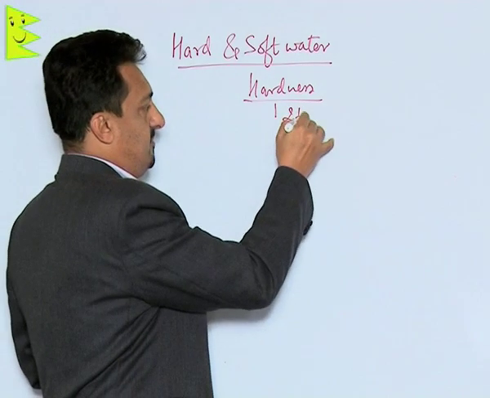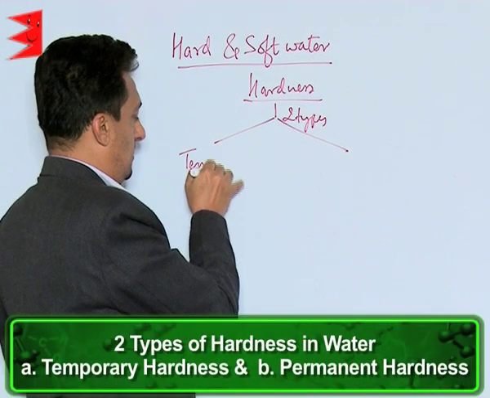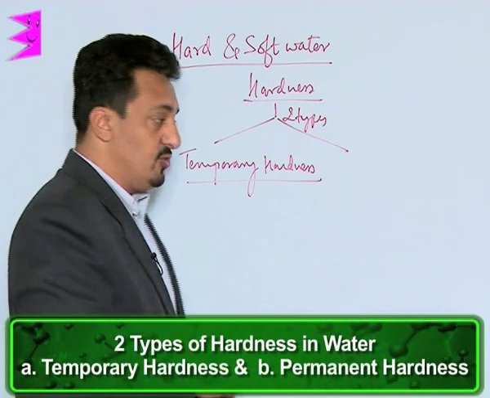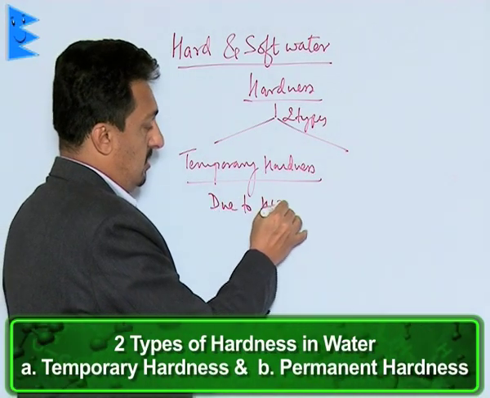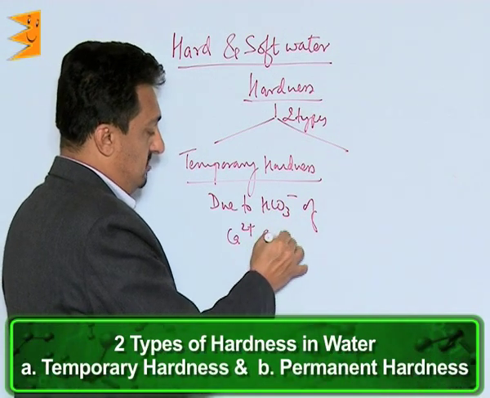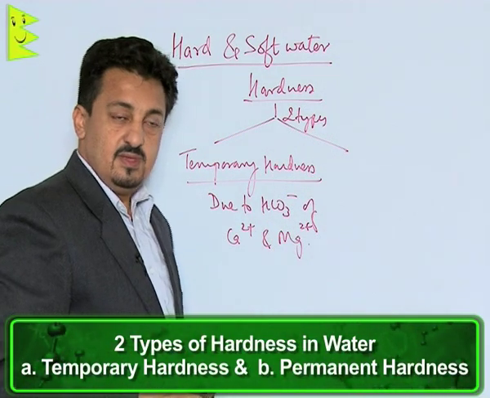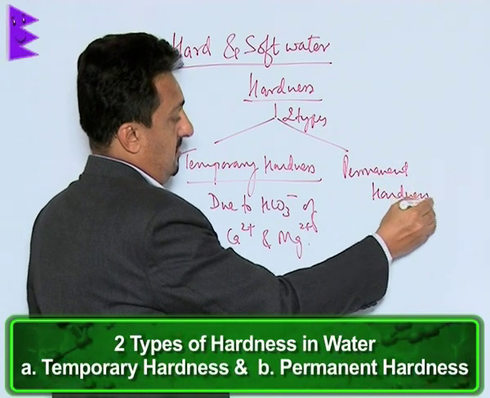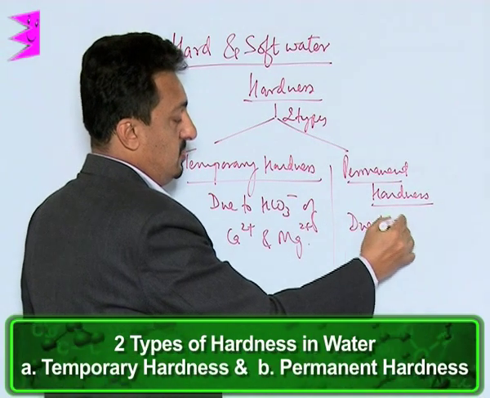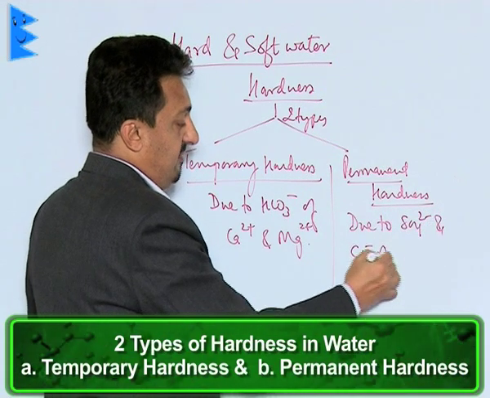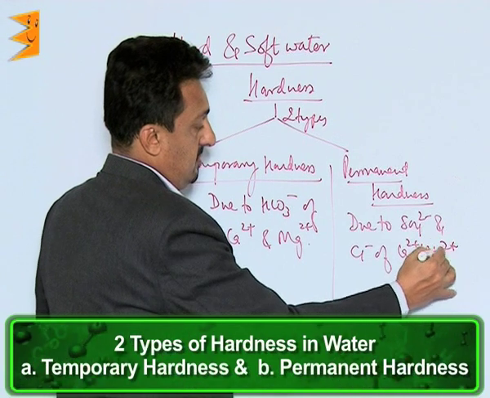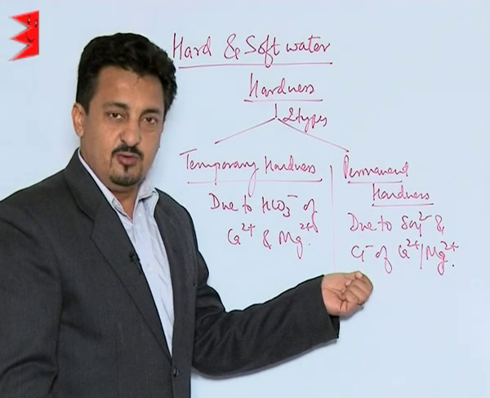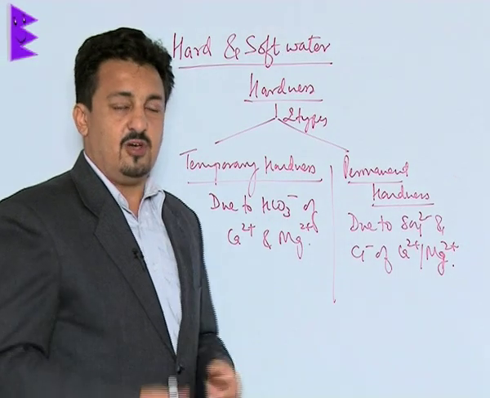Now this hardness is of two types. One is called temporary hardness, which is due to bicarbonates of calcium and magnesium ions, and the other is permanent hardness, which is due to sulfates and chlorides of calcium and magnesium ions. So that's the difference. Temporary hardness can easily be removed. It becomes very difficult to remove permanent hardness, but we need to know the methods of removing the hardness of water.